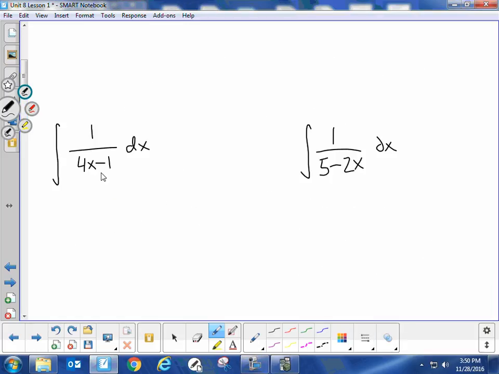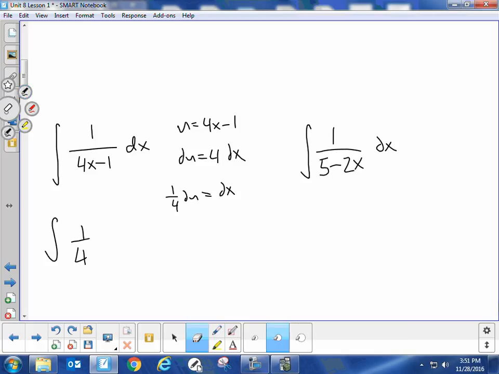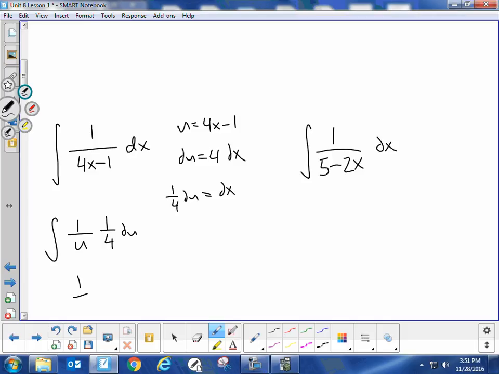For these two, you can see that we have a coefficient in front of the x. Now I'll show you, using U substitution here, that we're going to need a 1/4 in front of things. Be 1 over u. This is 1/4 du. The antiderivative would be 1/4 log absolute u plus c, or 1/4 log absolute 4x minus 1 plus c. Now again, in the future, you will not have to do something as involved as this.